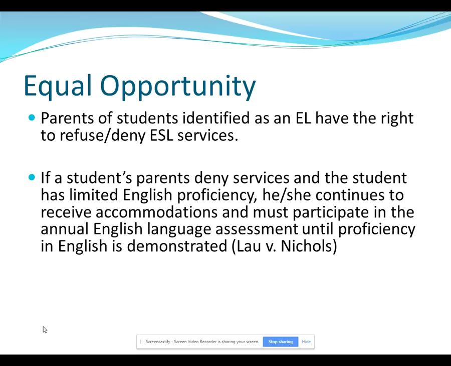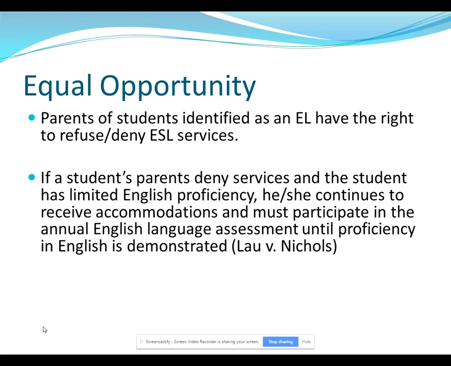Regarding ESL services, parents of students identified as an English learner have the right to refuse or to deny ESL services. Even when the committee has presented that it's in the student's best interest for them to receive services, the parents can indicate that they do not wish for their student to receive them.